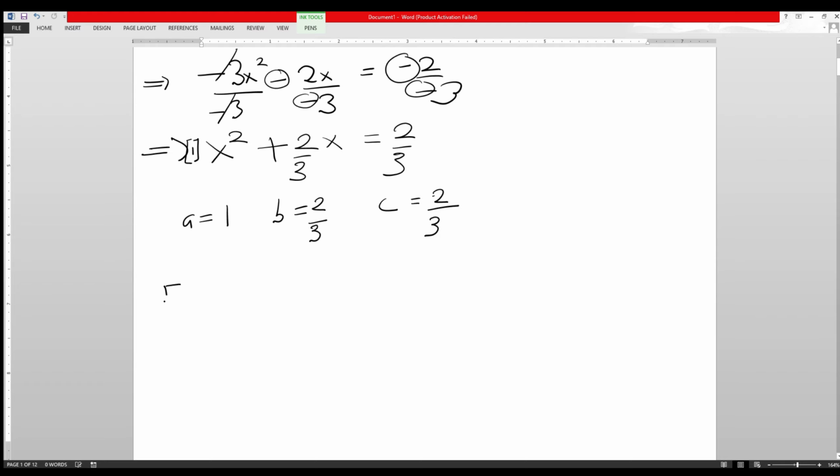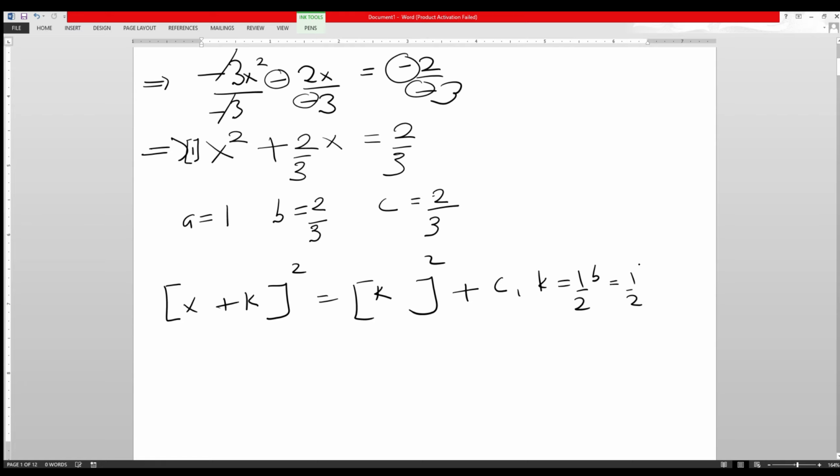The formula says, in the third step, we have two perfect squares. One is on the left, the other is on the right. The one on the left has two terms, x plus k. The one on the right has one term, k. We add a constant to it. And then k is what? 1/2 b. So this is the same as 1/2. We now know the value of b to be 2 over 3. This 2 and this 2 will cancel out because we are multiplying 1/2 by 2 over 3. We'll be left with 1 over 3. So the value of k is now 1 over 3.